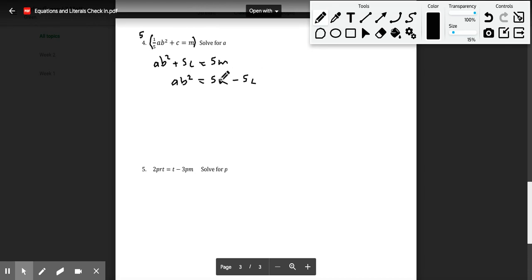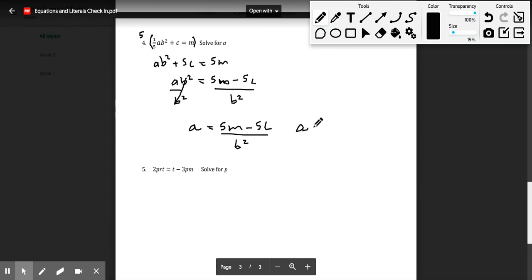This is an m here, sorry about that. Now I just have to get my a by itself by dividing both sides by b squared. And ta-da, a is now by itself, and it can be written as 5m minus 5c over b squared. And that was a very common answer for a lot of students.